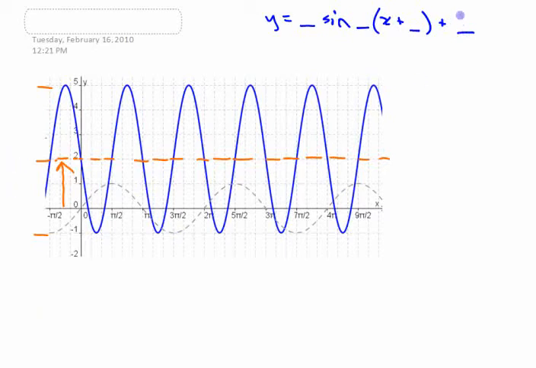So if we're filling this in here, this is plus 2 on the end because it's up 2 here. It's 3 up and 3 down from there. The amplitude is 3. Okay, amplitude equals 3, so you put a 3 in front.